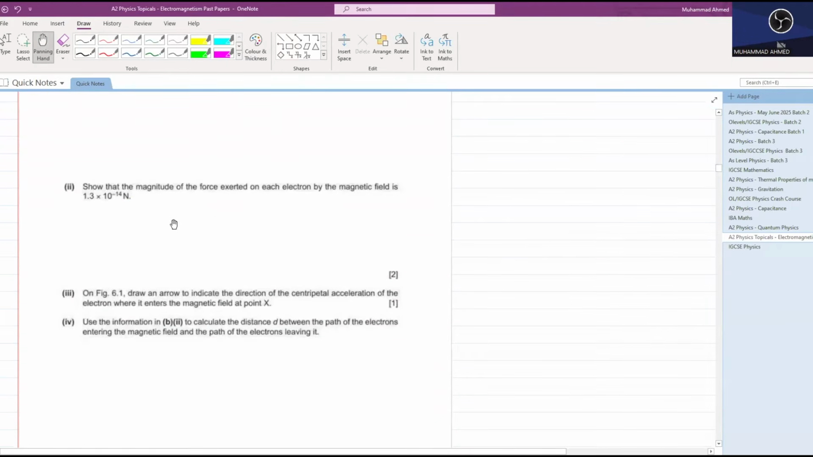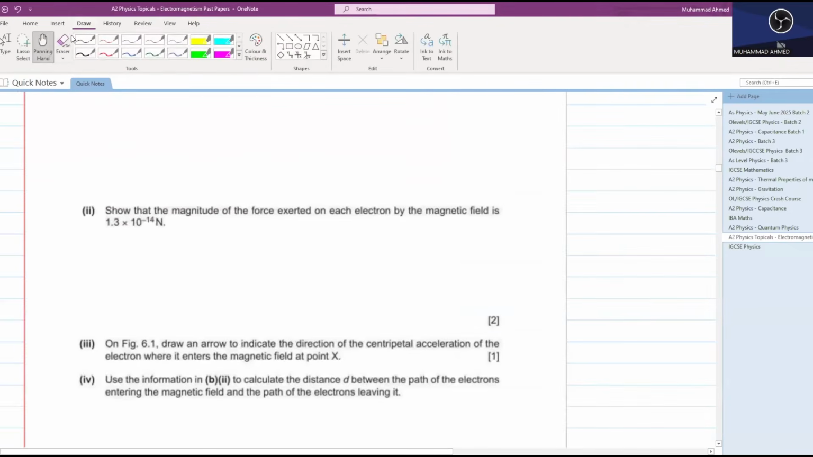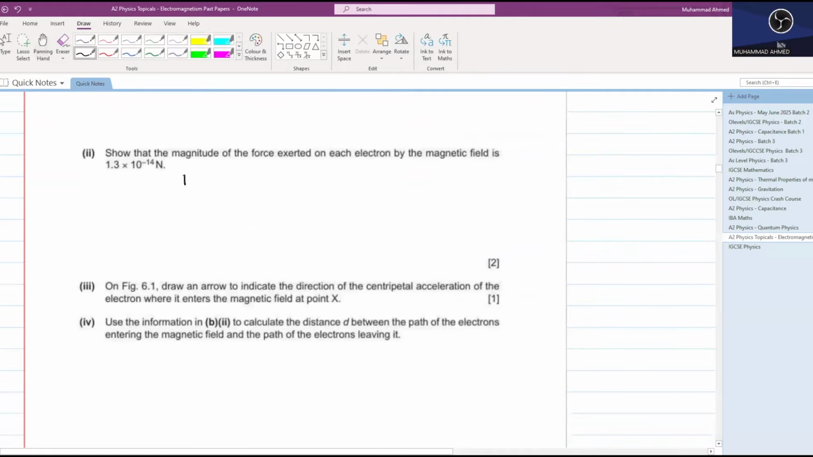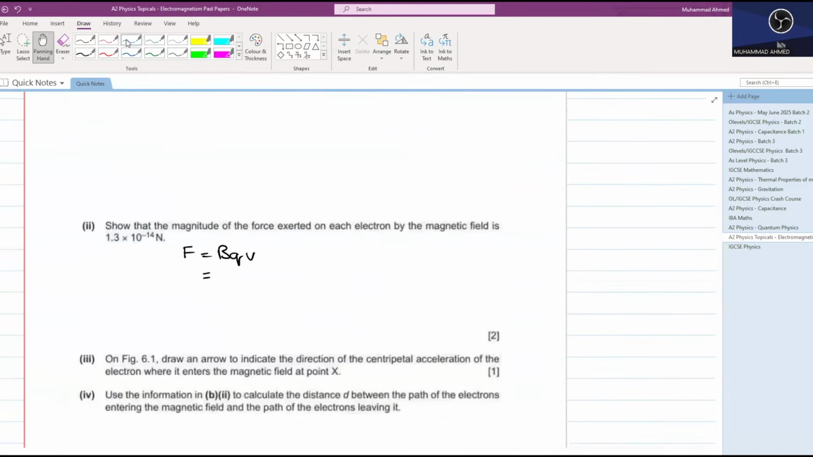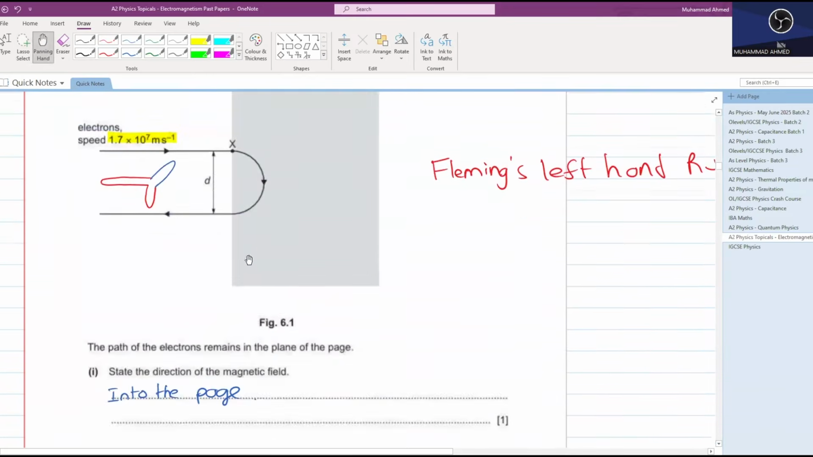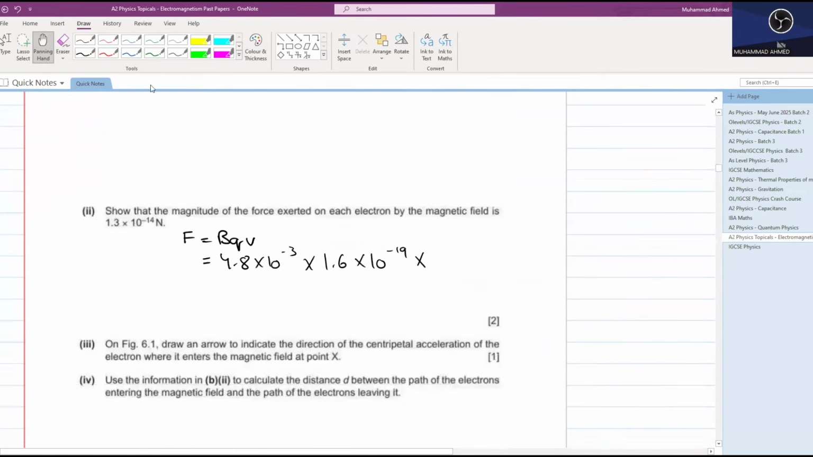Let's further move ahead. Show that the magnitude of the force exerted is this. So how do we calculate the force on any moving charged particle? Yes, BQV. What is B equal to? B is equal to 4.8 millitesla. Let's put it here: 4.8 into 10 raised to the power of minus 3. What is the charge of electron? 1.6 into 10 raised to the power of minus 19. What is the velocity of electrons? Yes, 1.7 into 10 raised to the power of 7. Your force comes out to be 1.3 into 10 raised to the power of minus 14 Newton.